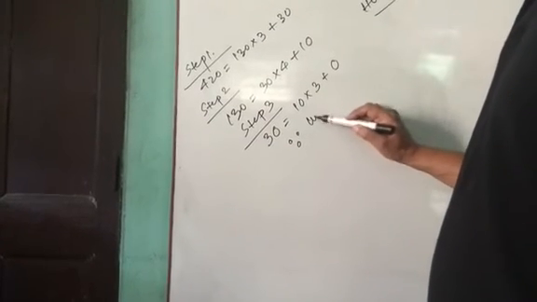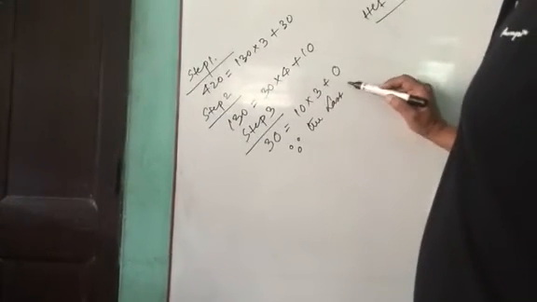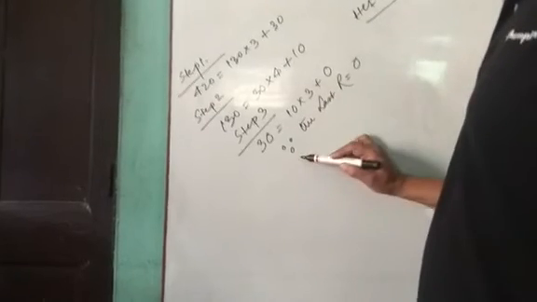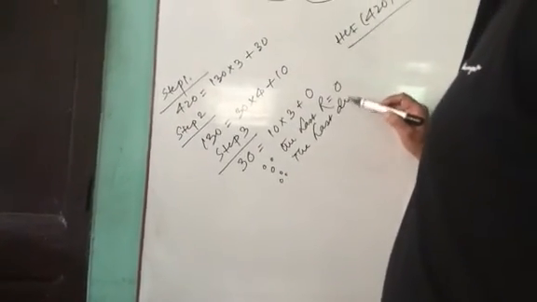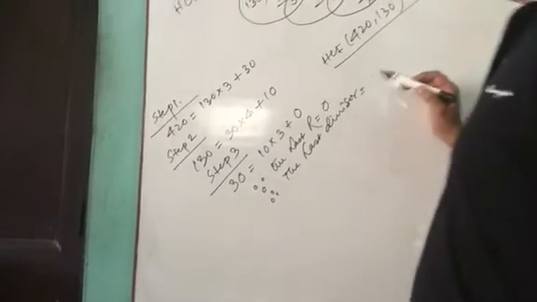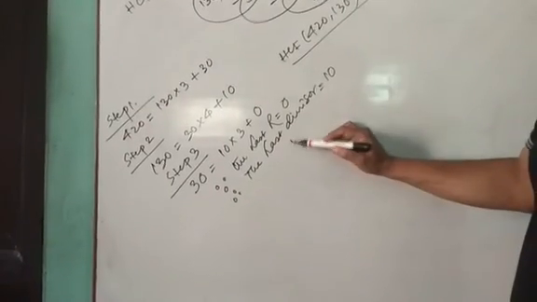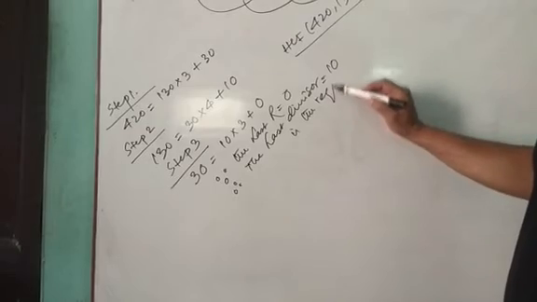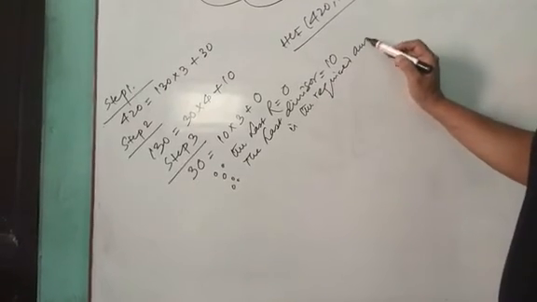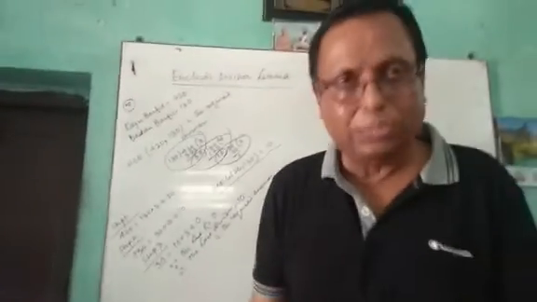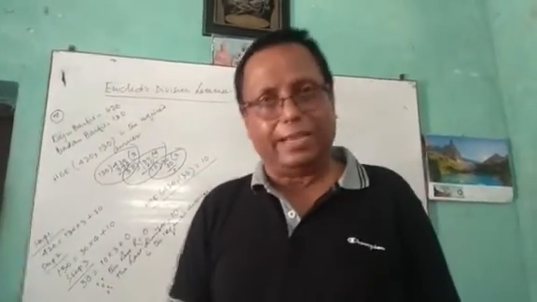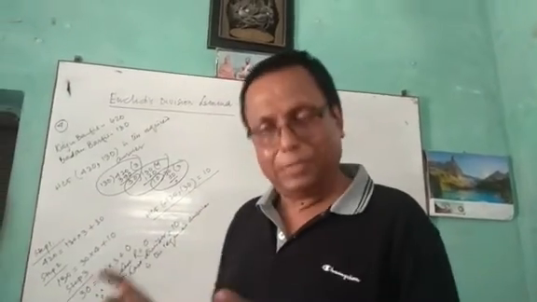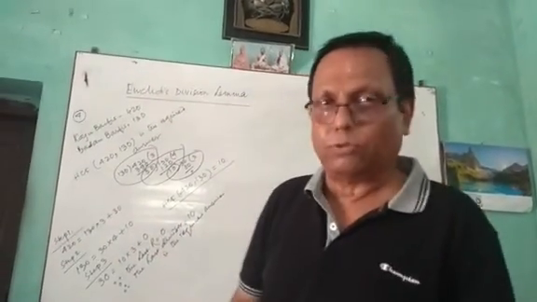Since the last remainder is equal to 0, therefore the last divisor, equal to 10, is the required answer. Students, I hope that you have understood why we are taking HCF, when to take HCF and when to take LCM. That is the very important thing in this chapter. We will come across some more questions later on.